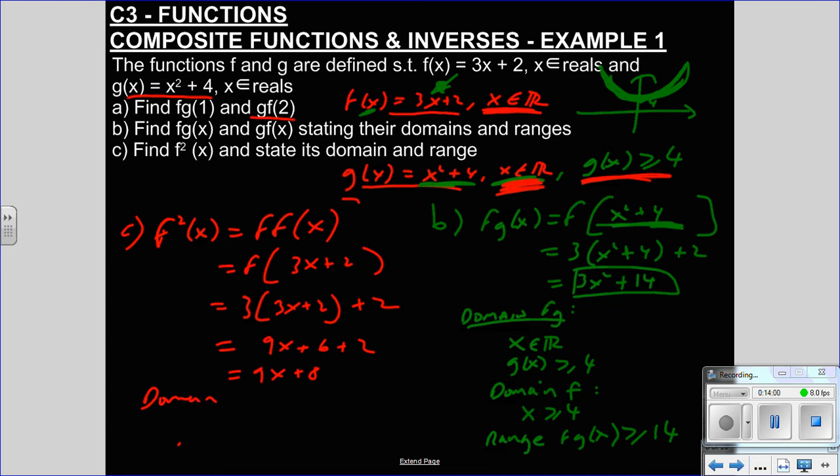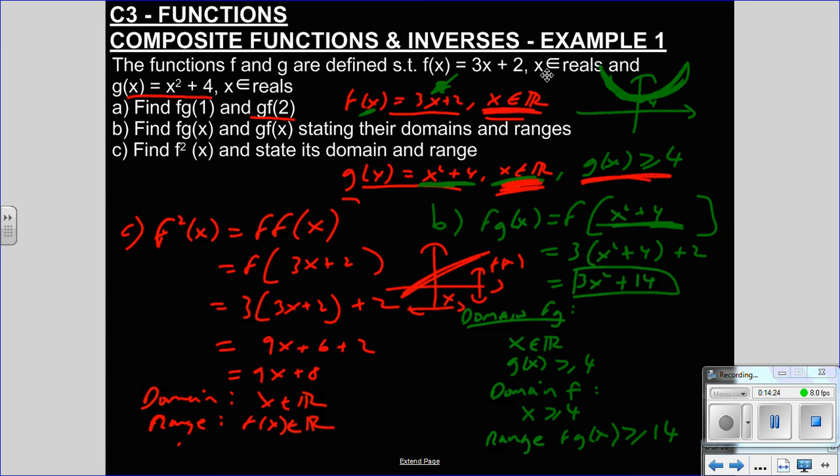Again, what did we start with? Well, we started with a domain of x is all the reals, and then the range, f of x, is all the reals as well, because it can be infinite, like that graph we did earlier. So there's 3x plus 2. If all the x's are allowed, then all of the f of x's are allowed. And that then becomes the domain for f again, because it's happening again.